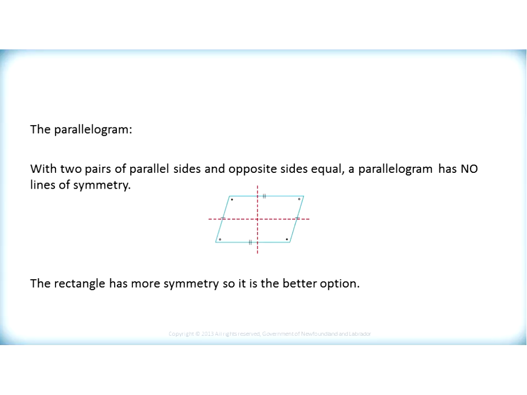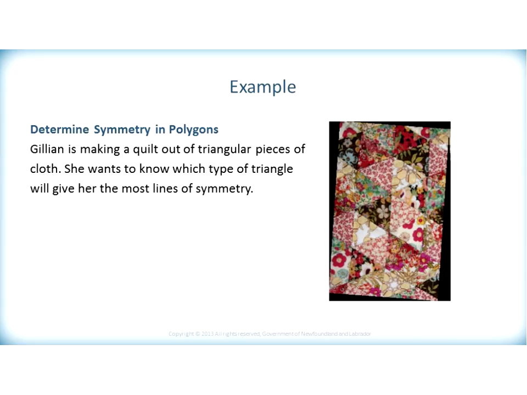If we're looking for an object with the most symmetry to create our tabletop, then the rectangle has more symmetry, so it would be the better option in this case. So we're going to look at another example. Jillian is making a quilt out of triangular pieces of cloth. She wants to know which type of triangle will give her the most lines of symmetry.